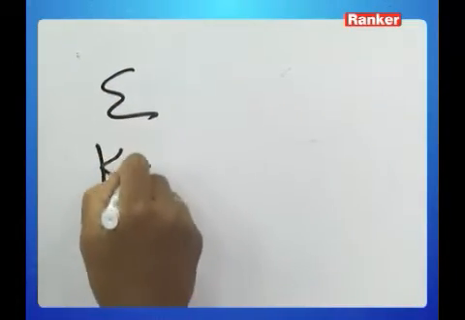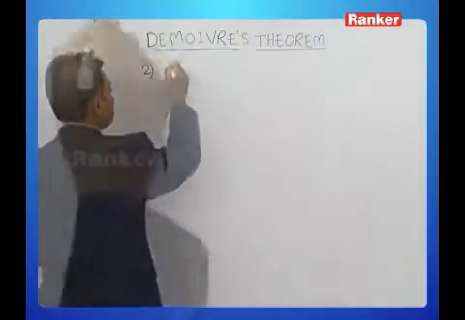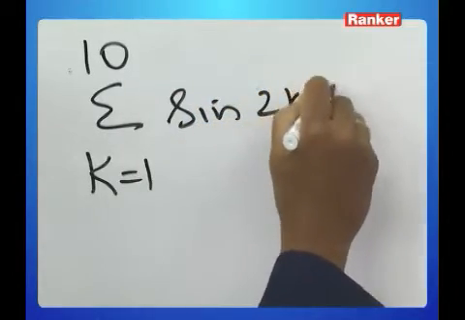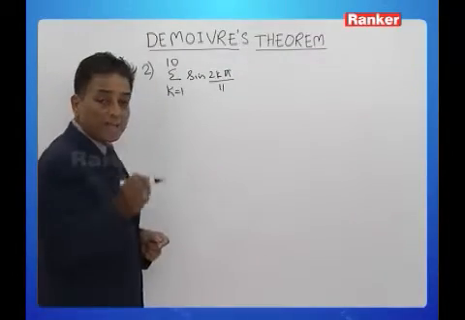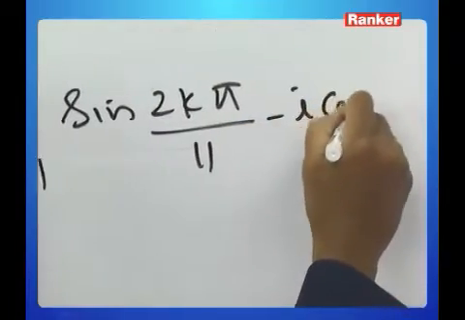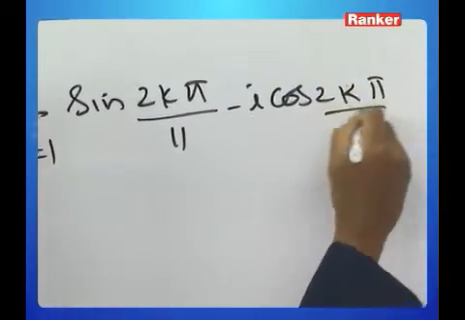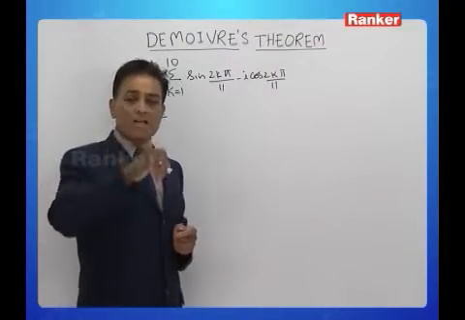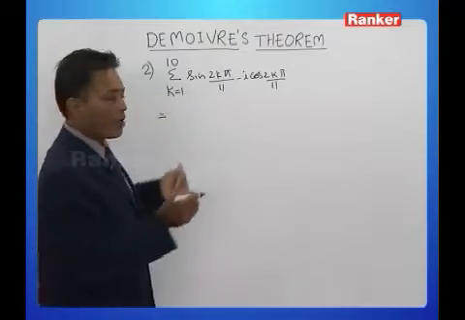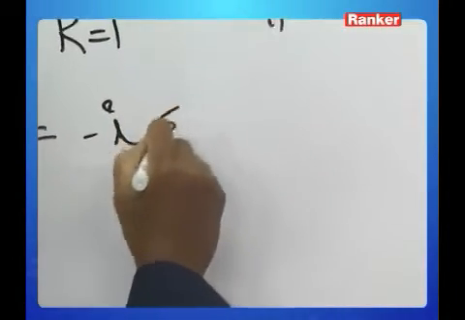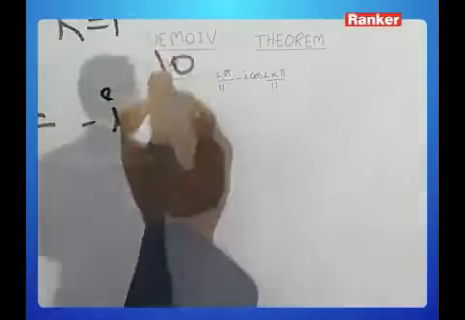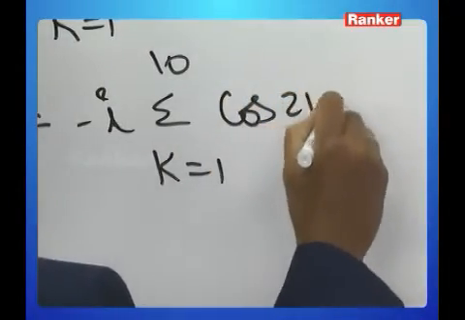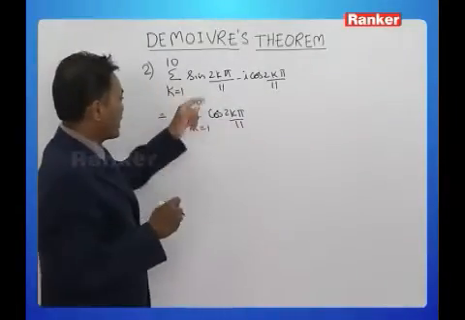Question number 2. Sigma k 1 to 10, sin 2k pi by 11 minus i cos 2k pi by 11. Now, if you want to make it into the form of cis theta, we want cos plus i sin. So, let us take this minus i common. I am taking minus i common from the given expression. Sigma k 1 to 10. After taking minus i common, I can write first cos theta, that is cos 2k pi by 11, and then sin 2k pi by 11.